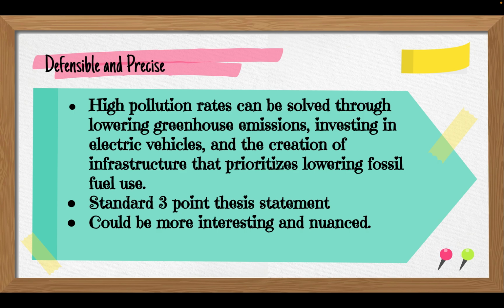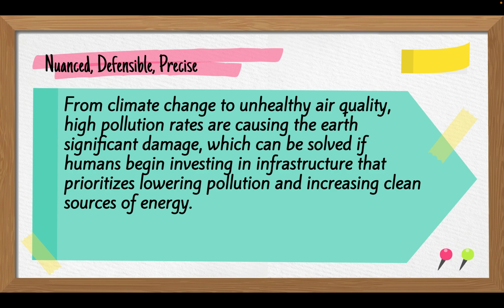It could be more interesting and nuanced to make it exceeds expectations. So let's look at that. From climate change to unhealthy air quality, high pollution rates are causing the Earth significant damage, which can be solved if humans begin investing in infrastructure that prioritizes lowering pollution and increasing clean sources of energy. It's much more interesting. It's no longer just a boom, boom, boom, literal. It's not literal, it's nuanced. So this would be an exceeds expectations on the rubric. So now here's what you need to do.